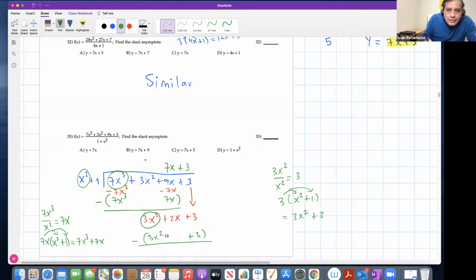But in case you want to finish this, you can just do this, right? Minus 3x squared here, minus 3 here. Turns out this division was exact with 0 remainder. So this is the quotient.